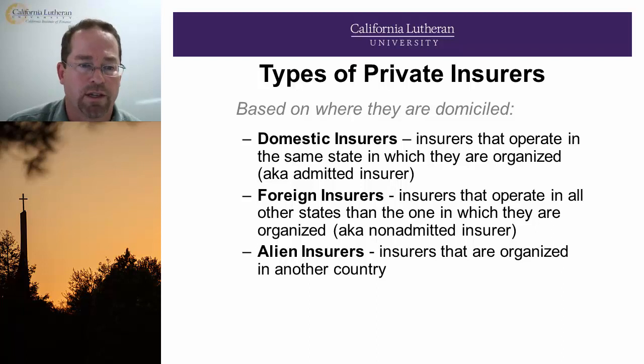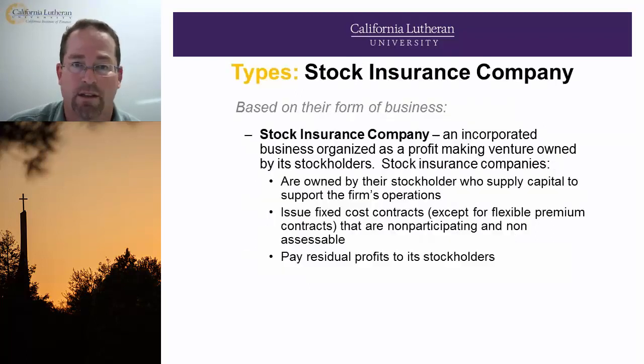Types of private insurers, based on where they are domiciled. Domestic insurers operate in the same state in which they are organized, also known as an admitted insurer. Foreign insurers operate in all other states other than the one in which they are organized, also known as a non-admitted insurer. And alien insurers are organized in another country.